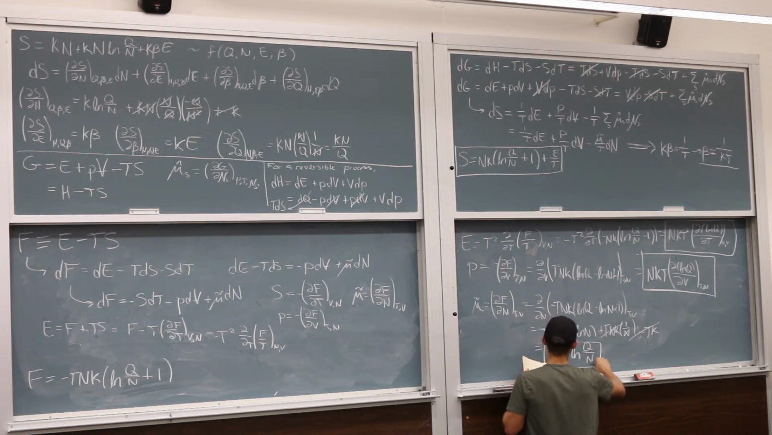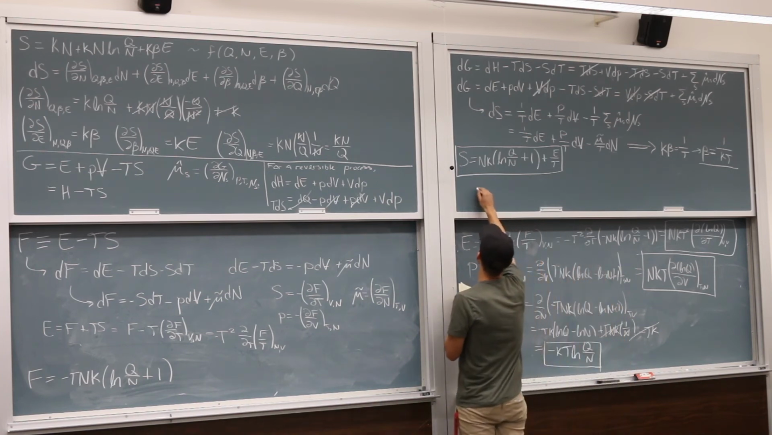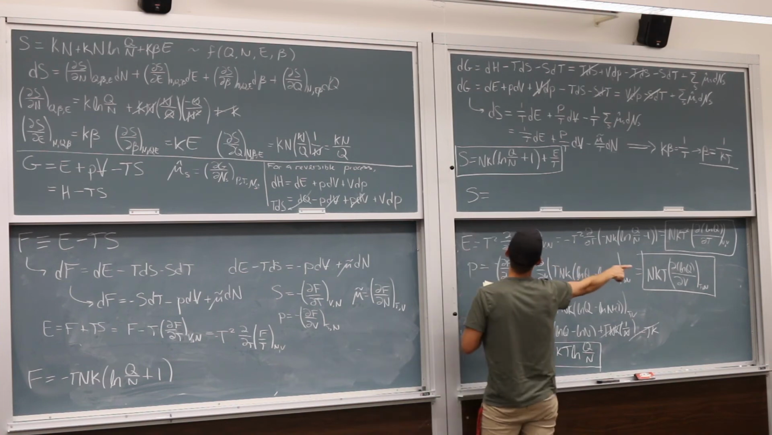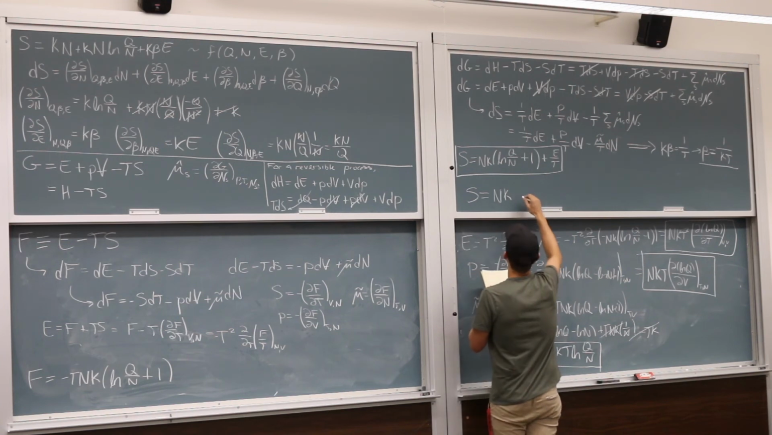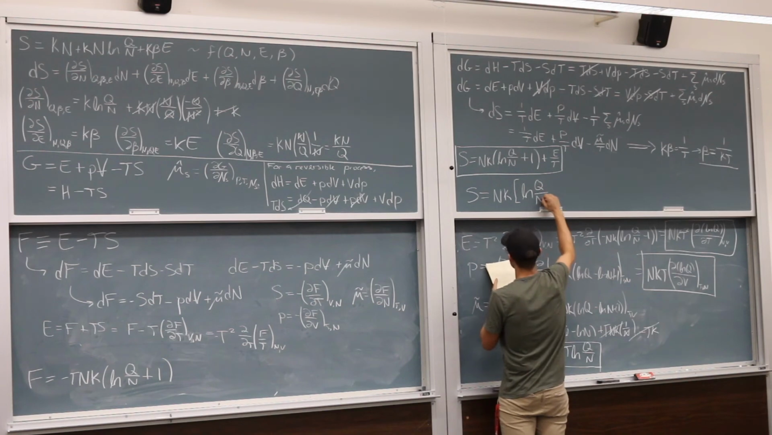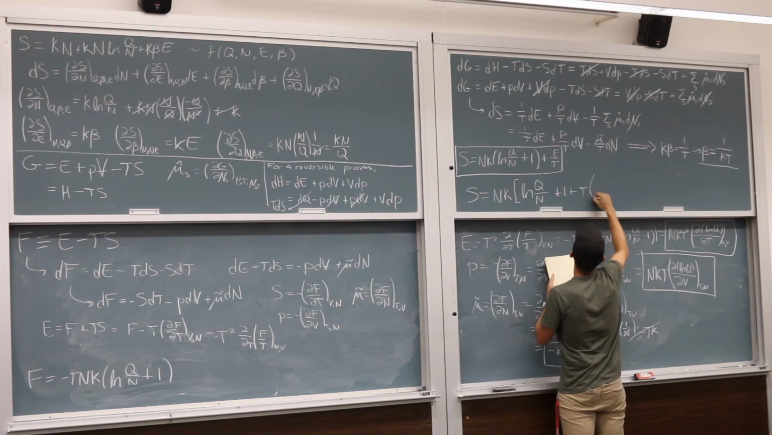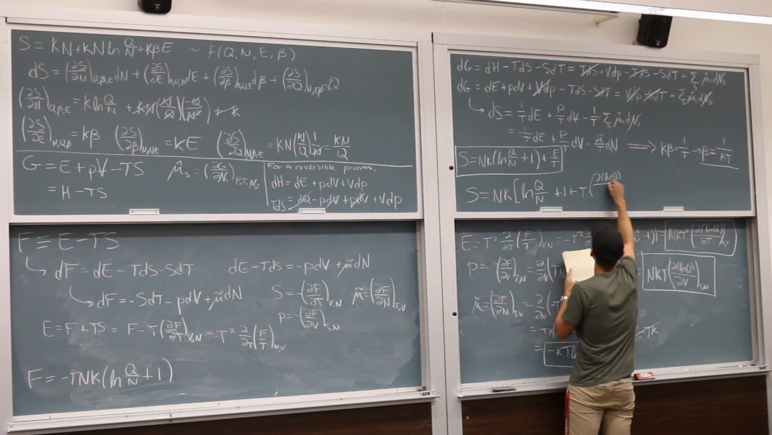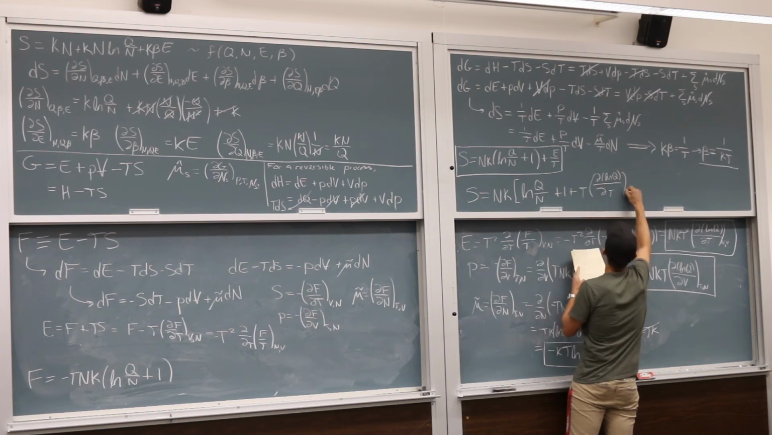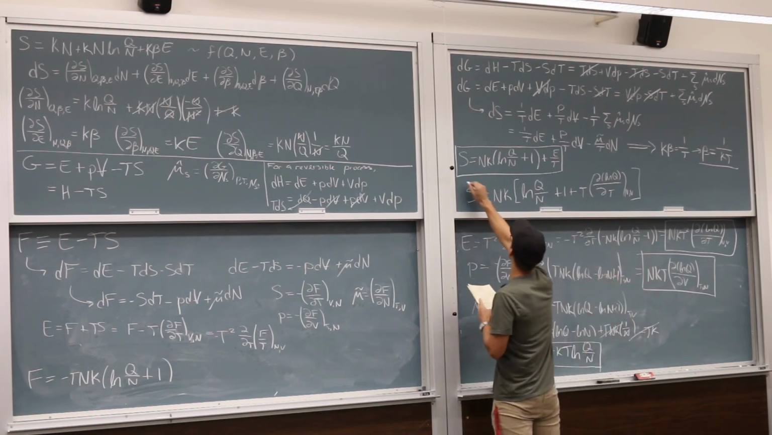So that is your expression for the chemical potential. And then we can also rewrite S now, because we have an expression for E solely in terms of the partition function: S equals Nk times the natural log of q over N plus 1, plus T times the derivative of the natural log of q with respect to T, holding N and V constant. Okay, so we'll box that one too.